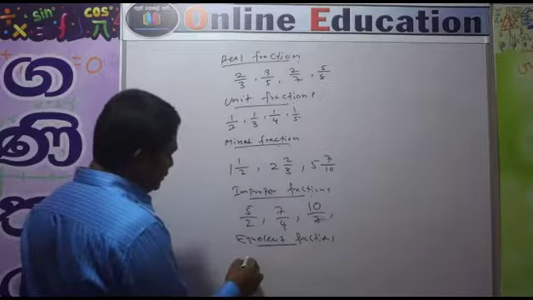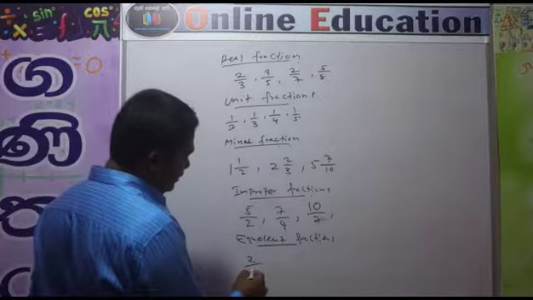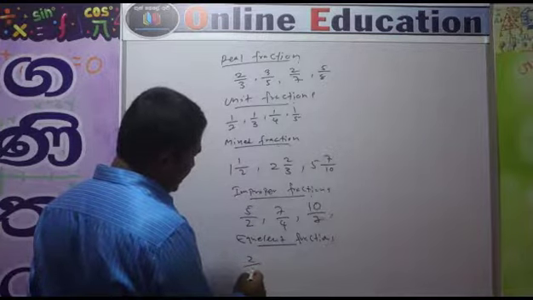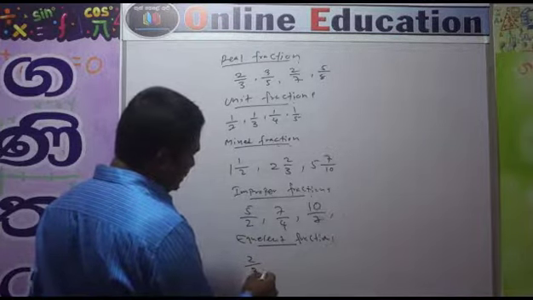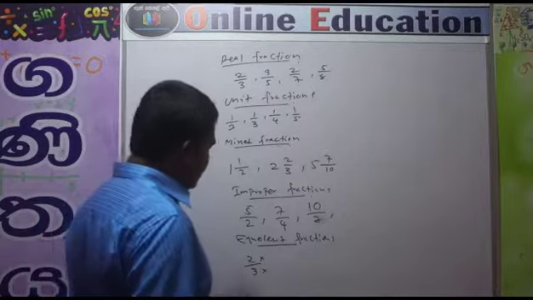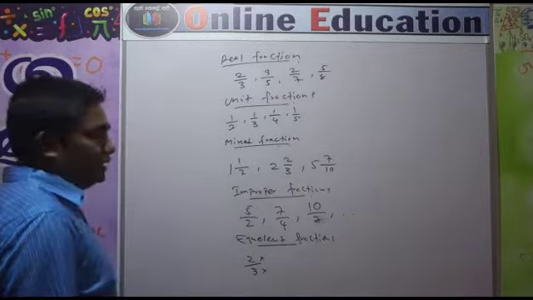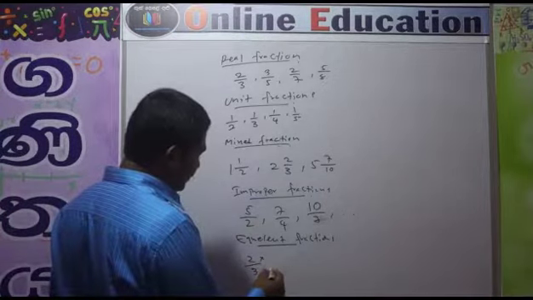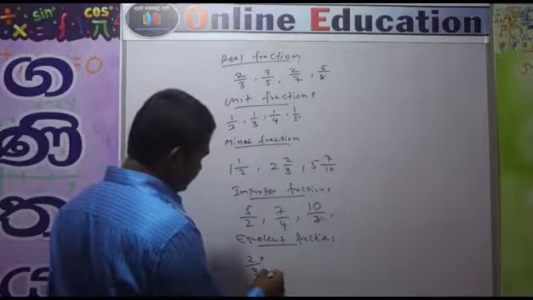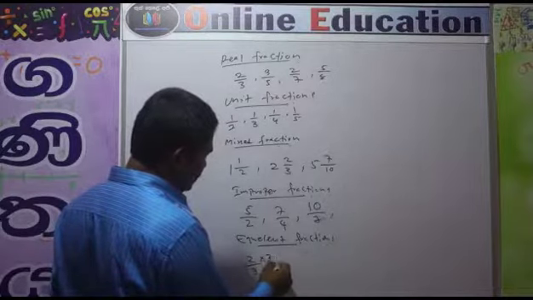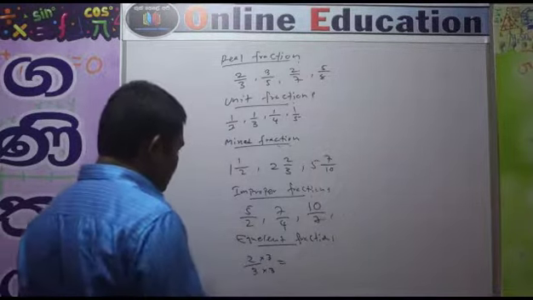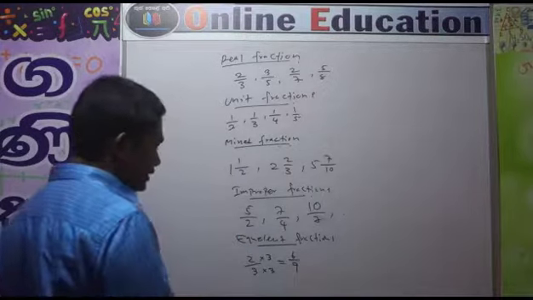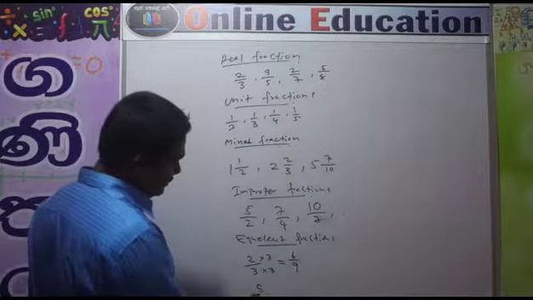If we multiply a fraction's numerator and denominator both by the same number, we can get equivalent fractions. Similar fractions. 3 into 3, 3 into 3. 2 into 3, 6. 3 into 3, 9. Like that. These are similar fractions.